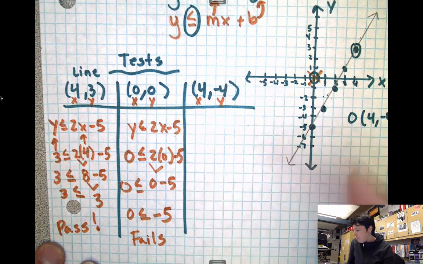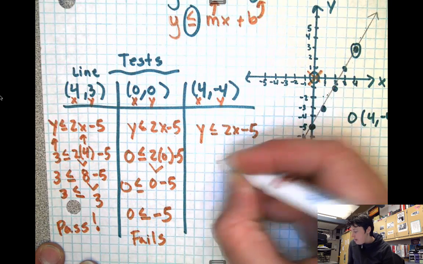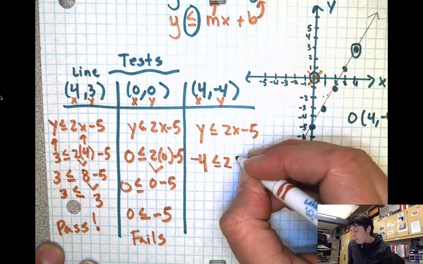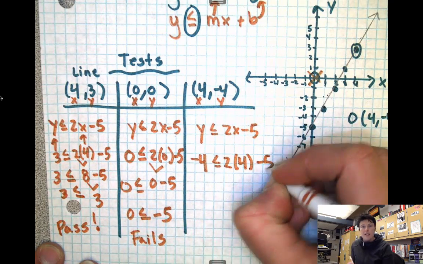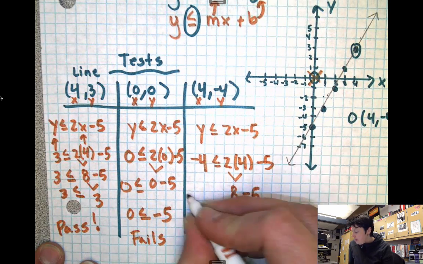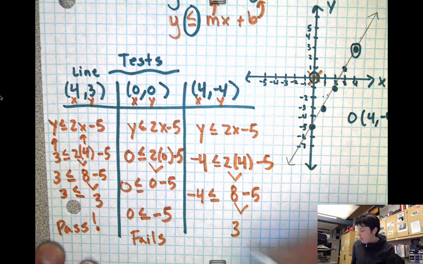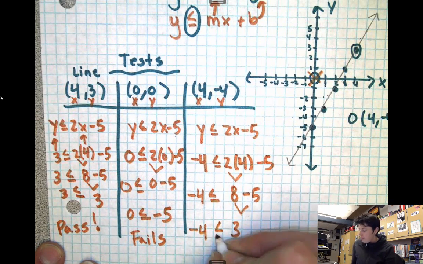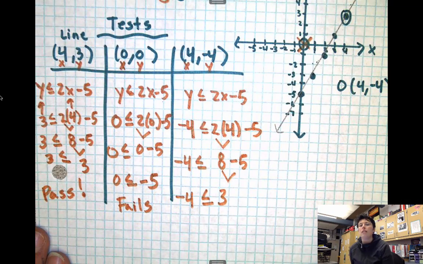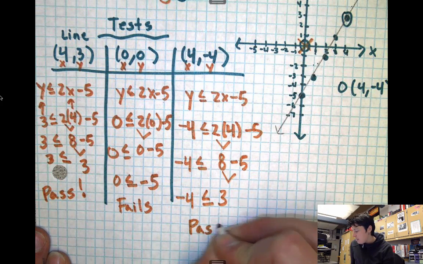Let's try 4, negative 4. Here's y is less than or equal to 2x minus 5. Let's put negative 4 for the y, and 2 times x, 2 times 4 minus 5. Let's test that out. 2 times 4 is 8, so I have 8 minus 5. So negative 4 is less than or equal to 8 minus 5, and 8 minus 5 is 3. So negative 4 is less than or equal to 3. Okay, is that true? Is negative 4 less than 3? Yeah, totally, pass. This one passes the test, that's true.